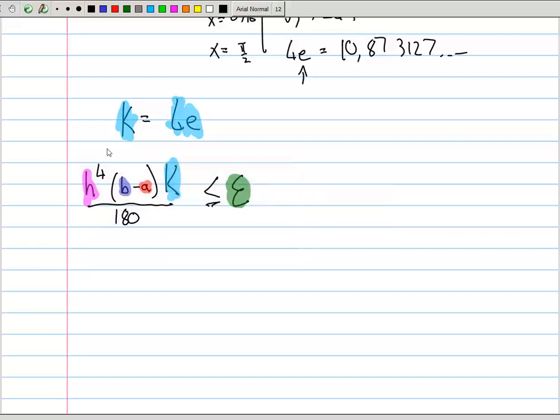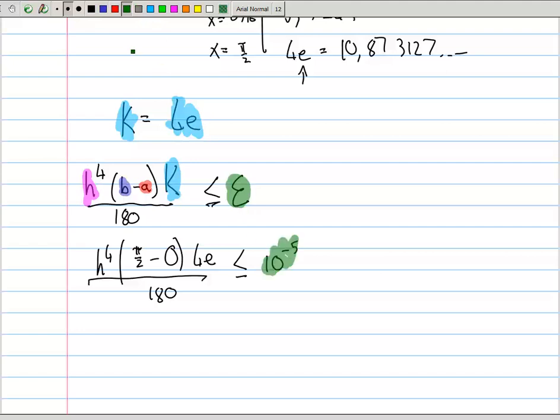So we're trying to figure out what our h should be. So when we substitute into this equation, we have our h to the 4, open brackets, our b we know is pi by 2, minus our a, which we know is 0, multiplied by our k, which we know is 4e, divided by 180, which is a constant. It's got to be less than or equal to our epsilon, which we know is 10 to the minus 5. Color coding this, just for clarity, we have our 10 to the minus 5, we have our 4e, we have our a, which is 0, we have our b, which is pi by 2. And our h, which is what we want, is over here.